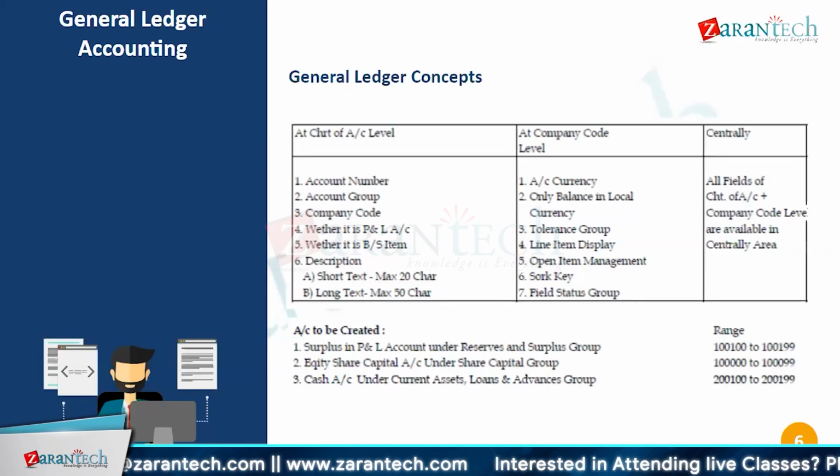Normally, when we are doing implementations, we will create the base chart of accounts at the chart of accounts level. And every time we go into a specific company and we start creating company codes, we will start extending those GLs to the company code level. So accounts which you all need to create will be surplus in P&L under reserves and surplus group, equity share capital under share capital group, cash account under current assets, loans, advances group.